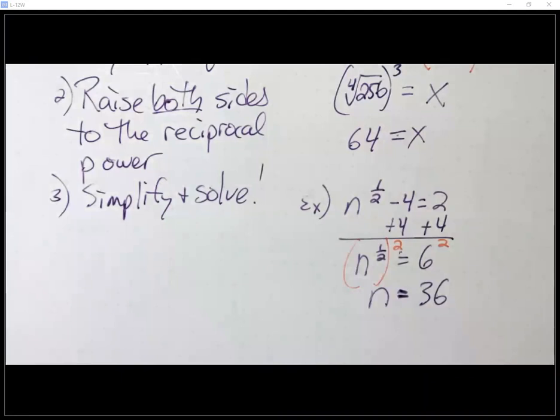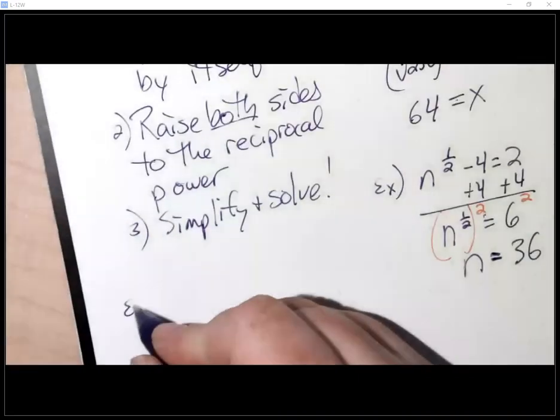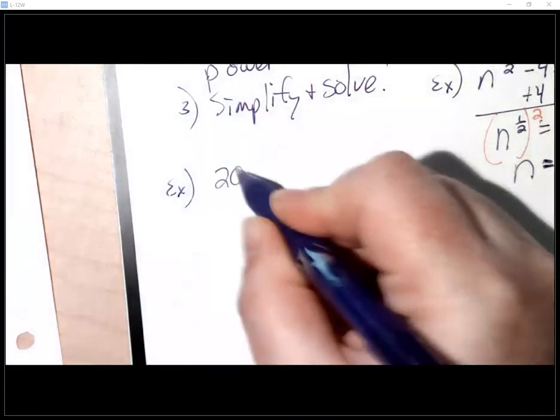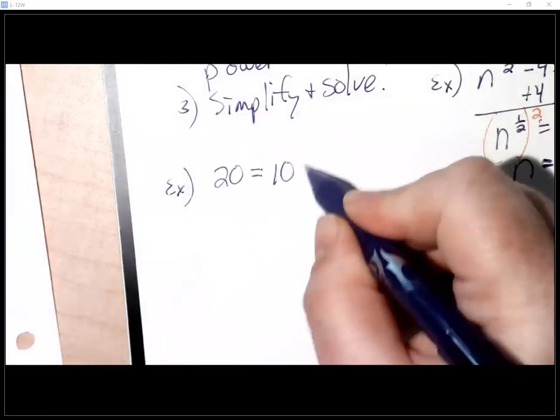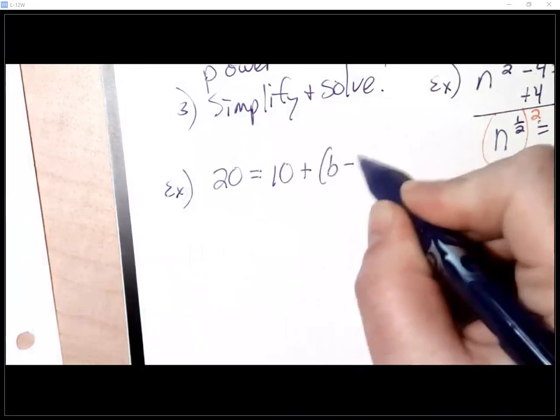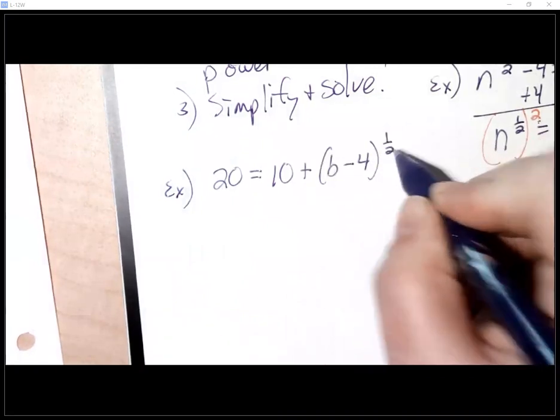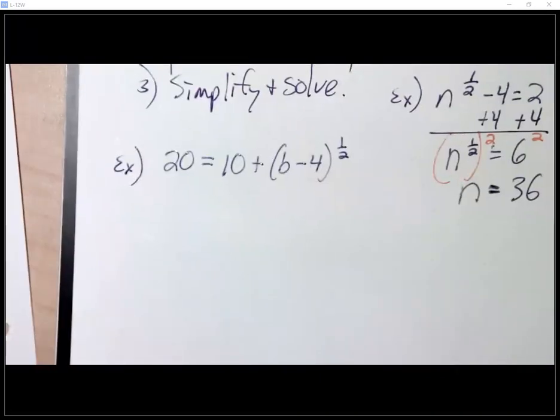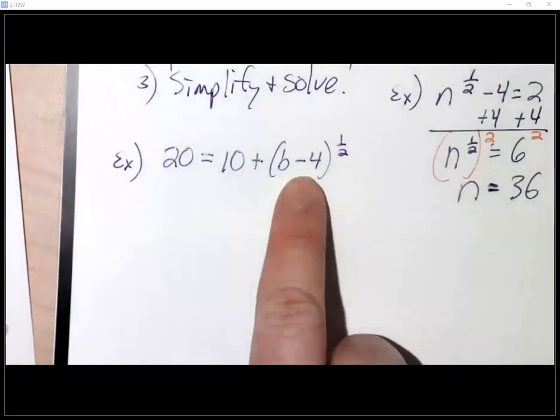Shall we try a trickier one? I knew you would want to. How about 15 is a good one. So 15 looks like this: 20 equals 10 plus b minus 4 to the 1/2. So who's being raised to the exponent in this? This whole chunk, b minus 4. So all of this I want to have by itself.